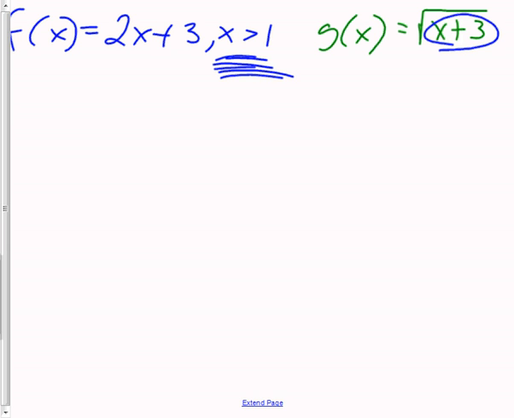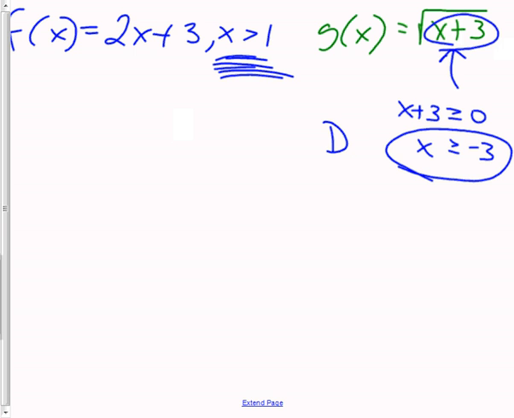Here, you have to kind of imply that, of course you would know that x plus 3 has to be greater than or equal to 0. Then you solve it, subtract 3: x is greater than or equal to negative 3. So this is the domain of g. We call it D sub g. This is the domain of f. It was given to us. It just said it. x is bigger than 1.